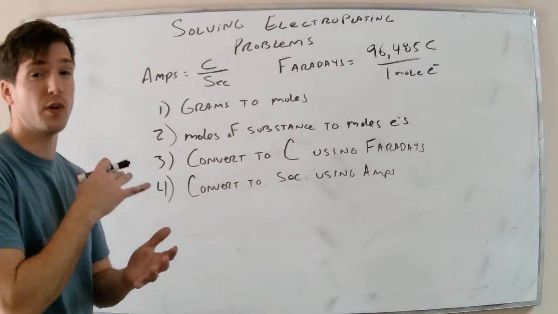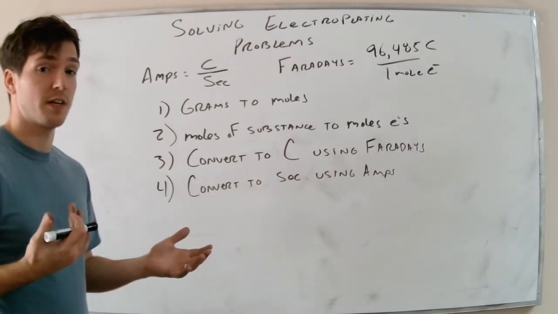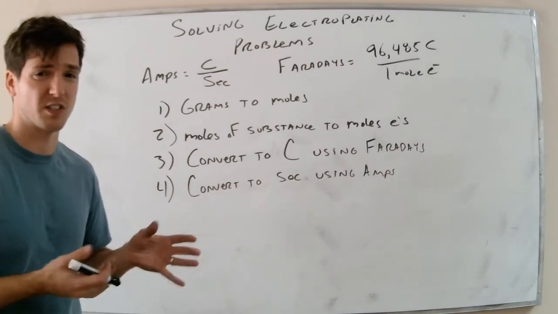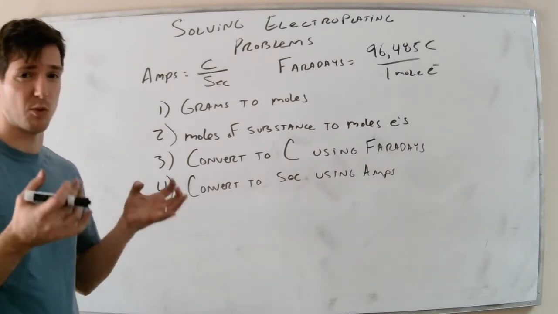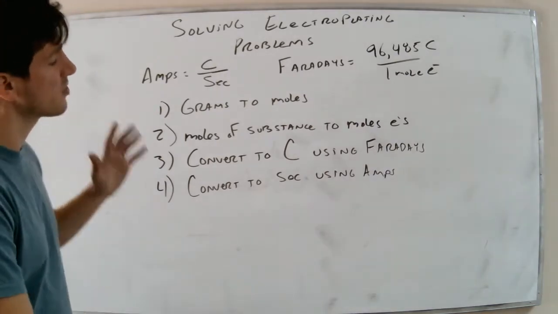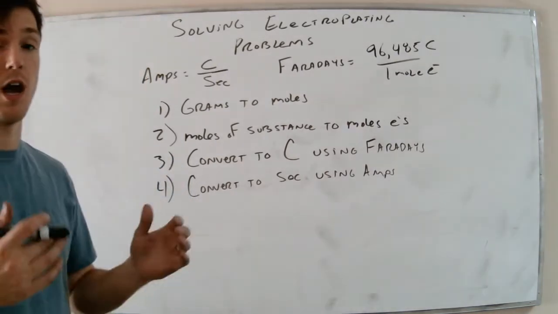Electroplating is just coating a metal in a different type of metal. And the way we do that is that we pretty much run electricity through it in order for those metal atoms to be attracted to the outside of that other metal. And there are some electroplating problems that you will see.